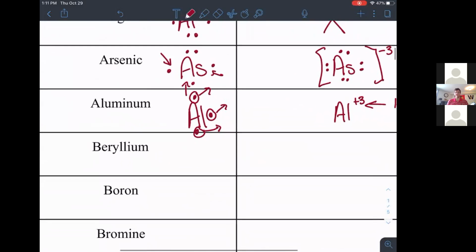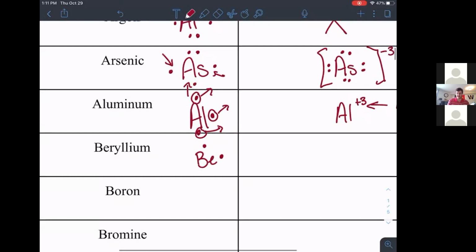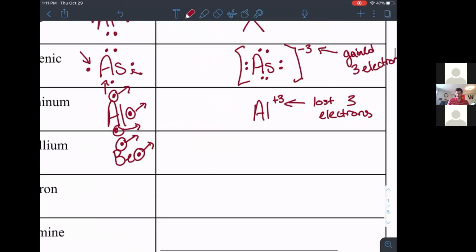The next one is beryllium, and beryllium is just like aluminum, except it has 2 valence electrons. And because 2 is easier to lose than it is to gain 6, we're going to lose these 2. And beryllium will have a +2 charge because it lost 2 valence electrons.